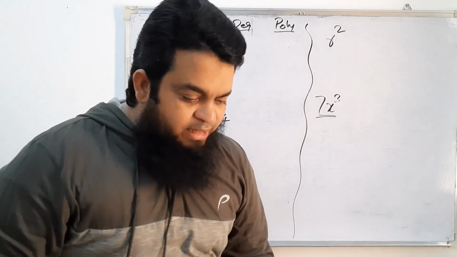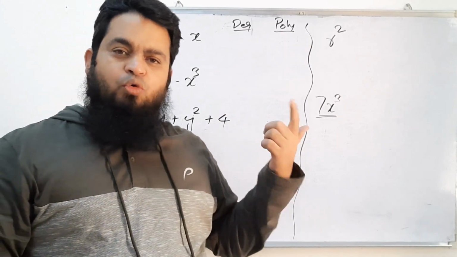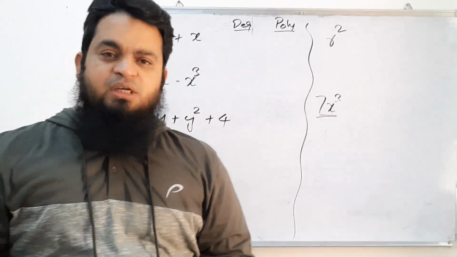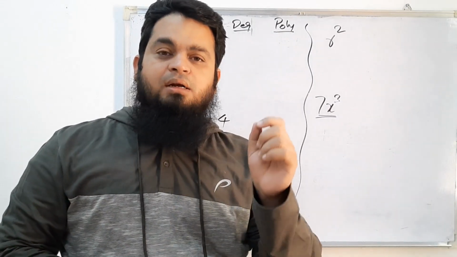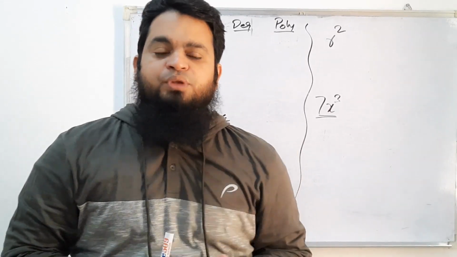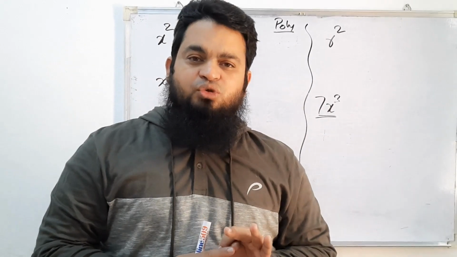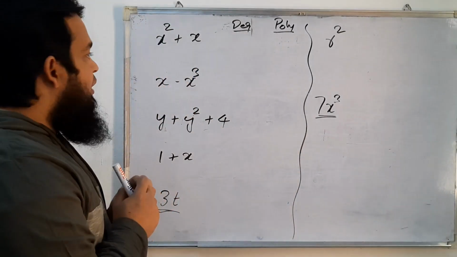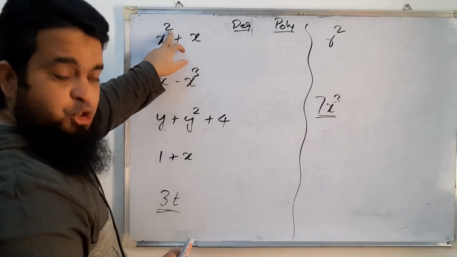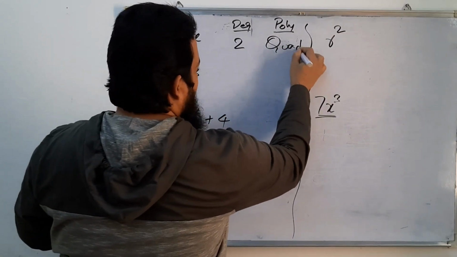Let us see. In the last question, he is asking to classify the following polynomials as linear, quadratic and cubic polynomials. We have seen this concept in the previous video that polynomials are classified according to their degrees. If the degree is 1, it is called a linear polynomial. If the degree is 2, it is quadratic, and if the degree is 3, it is a cubic polynomial. Now let us see what is the degree of this polynomial. The highest exponent is 2, therefore the degree is 2 and the polynomial is called a quadratic polynomial.